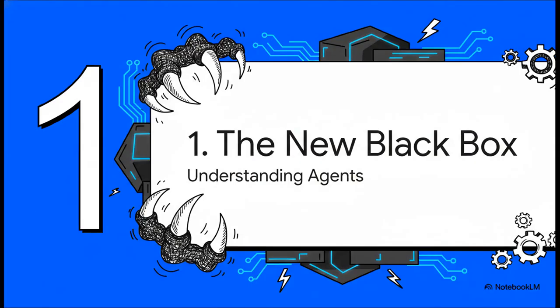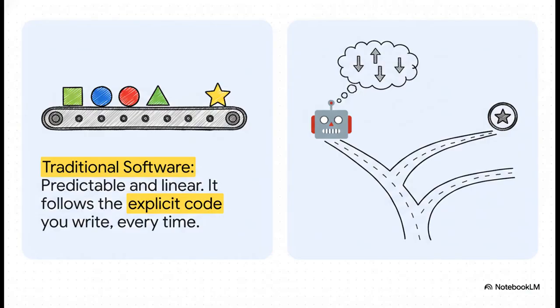So, let's start by breaking down what exactly makes these agents such a new and different kind of beast to work with. On one hand, you've got traditional software. It's predictable, it's linear. What you write is exactly what you get, every single time. But on the other hand, you have AI agents. They are autonomous, they make their own calls. They're non-deterministic, which means they might take a completely different path to the same goal every time you run them. You can't just read the source code anymore to figure out what it's going to do next.